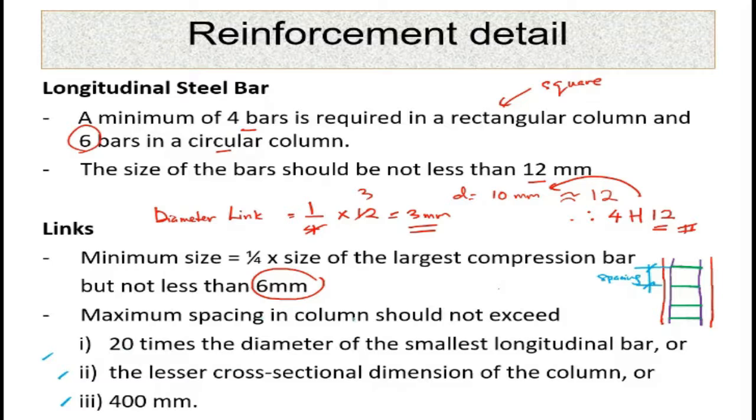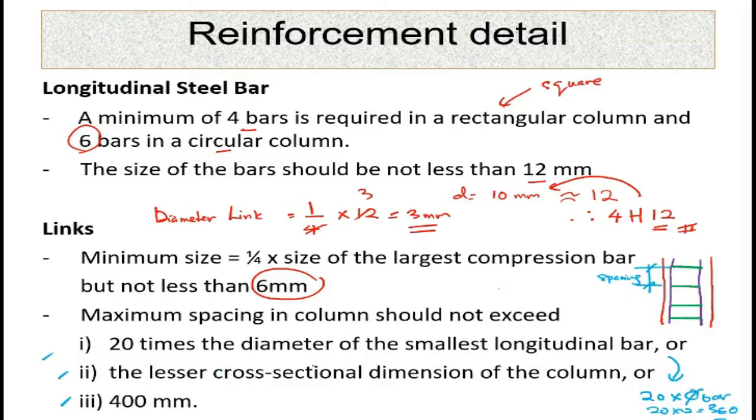Maximum spacing in column should not exceed 20 times the diameter of the smallest longitudinal bar. So, maksud dia kat sini, 20 kali diameter bar. Kalau tadi kata diameter bar you 12, so 20 kali 12, you dapat 240.